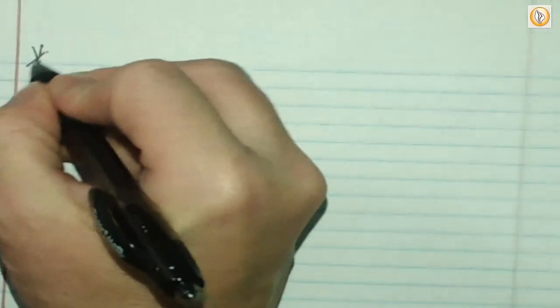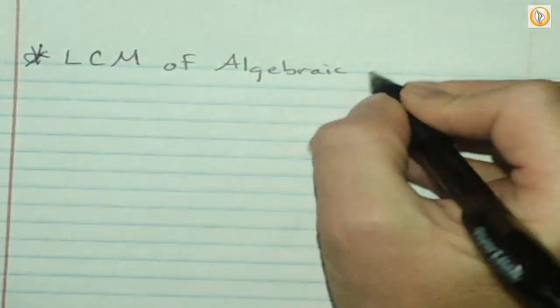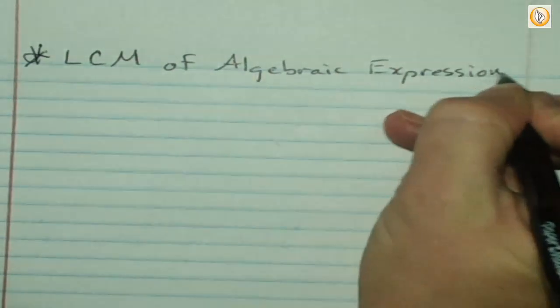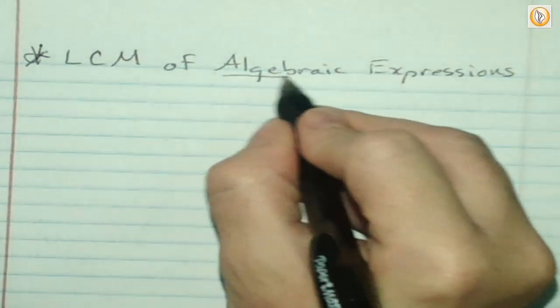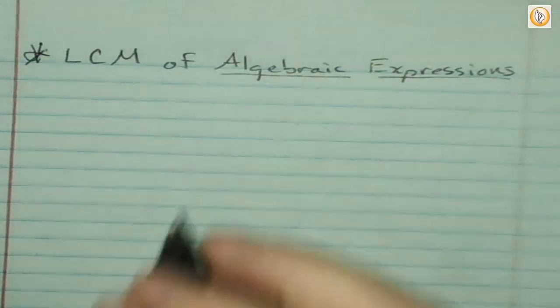All right, here we go. I'm going to study least common multiples of algebraic expressions. Just numbers. Okay, this is where we start getting to the crazy letters.